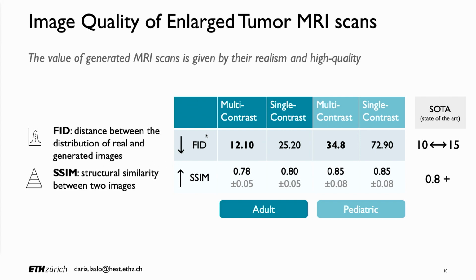For the FID, we're looking for the smallest value possible, and state-of-the-art generative models usually score between 10 and 15 in the medical imaging context. But I just want to mention that this is highly sensitive to the data set size, which is why you see a bit of variability. However, for the structural similarity, we see high results in all models, both for adult and pediatric patients, which was encouraging.